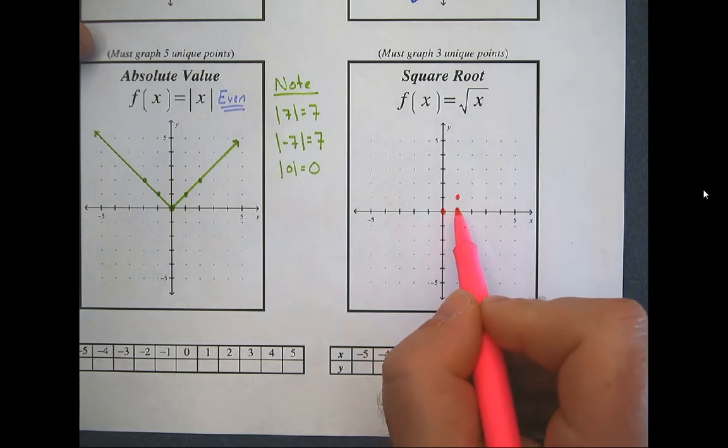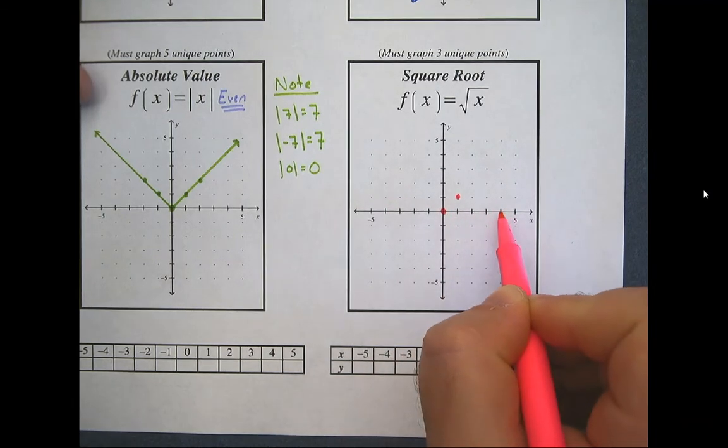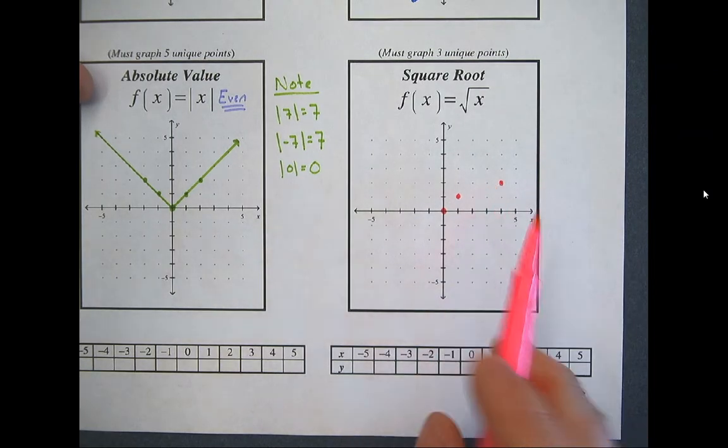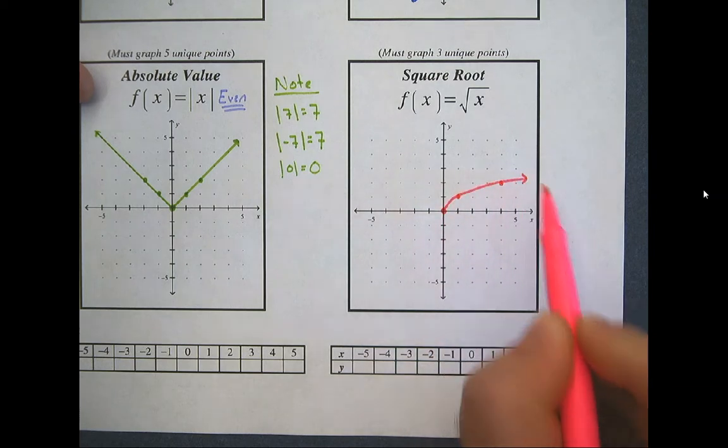So I'm going to go over 1, up 1, over 2, no, over 3, no, over 4. What's the square root of 4? 2. And now I found another nice lattice point. And then from here I can make my sketch like this.